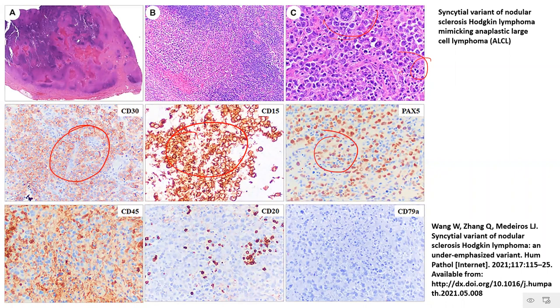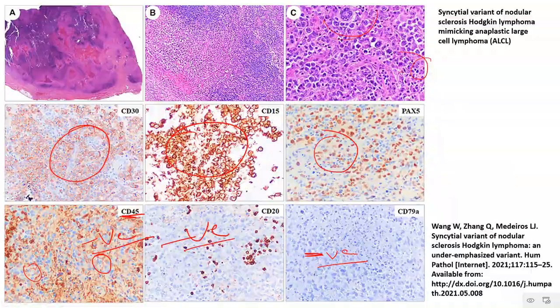They are weakly expressing the PAX5. CD45 seems to be negative in the majority of these large cell population. The cells which are being highlighted by CD45 are actually the background small to medium sized mixed lymphoid cells. CD20 is also negative. So you have a CD45 negative, CD20 negative immunoprofile. Keep in mind that anaplastic large cell lymphoma can sometimes be negative for CD45. The other mature B cell marker CD79A is also negative, just as is expected in the case of classical Hodgkin lymphoma.